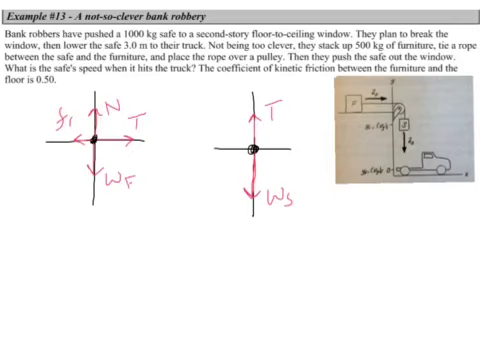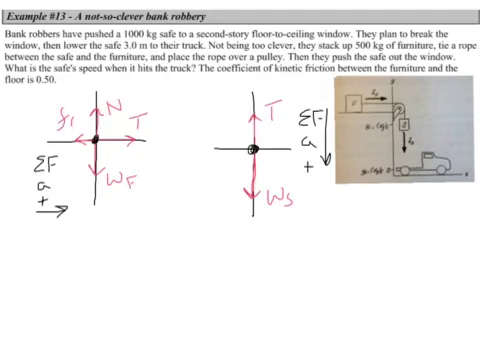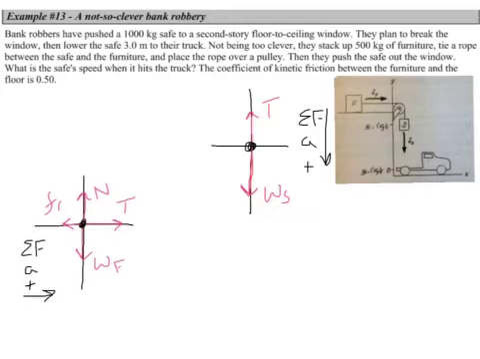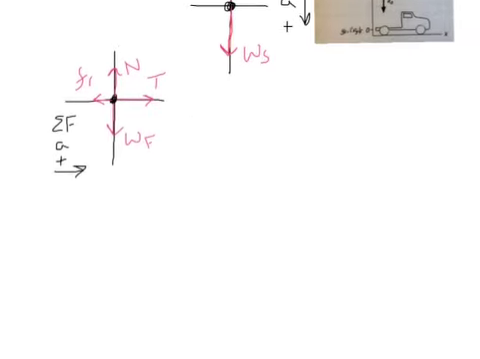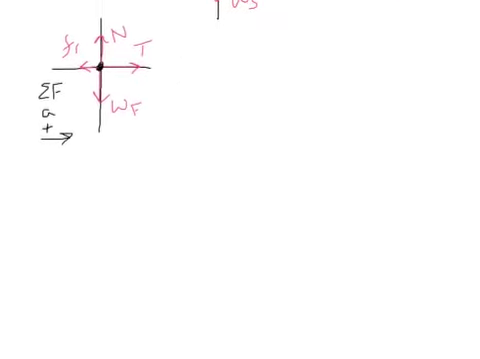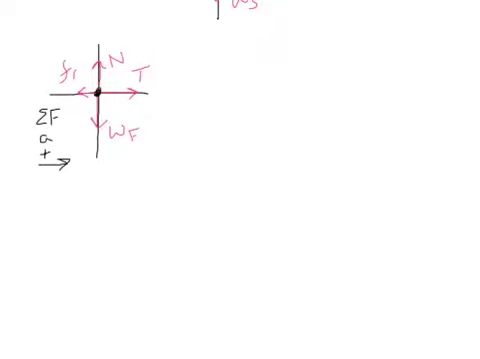So for our furniture here, our net force, acceleration, and therefore our positive direction is to the right. For the safe, our net force, acceleration, and therefore positive direction is down. Okay, we always want to set our positive direction in the same direction as acceleration. Now then, we're going to go ahead and take a look specifically at just the furniture to begin with here.